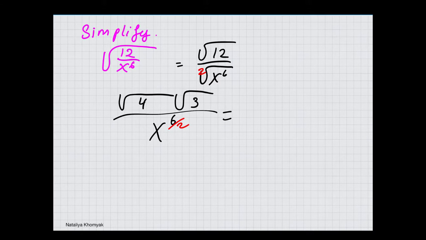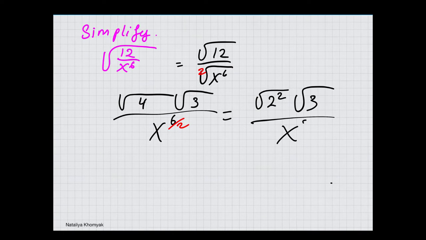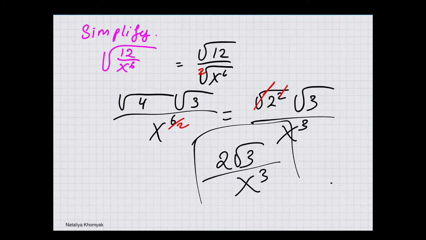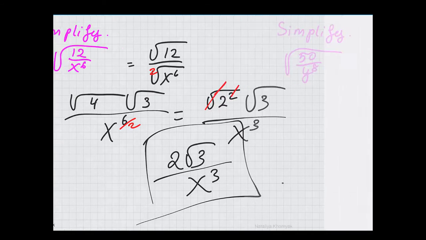So this becomes square root of 2 to the second, square root of 3 over x to the 3. Square root and the second power cancel. So we get 2 radical 3 over x to the 3. And this is our solution.